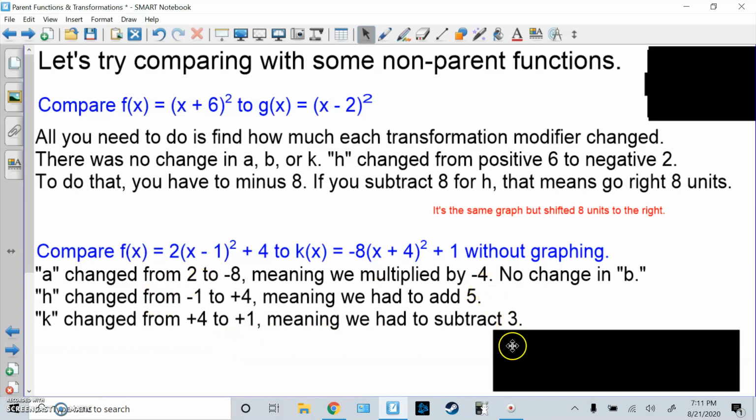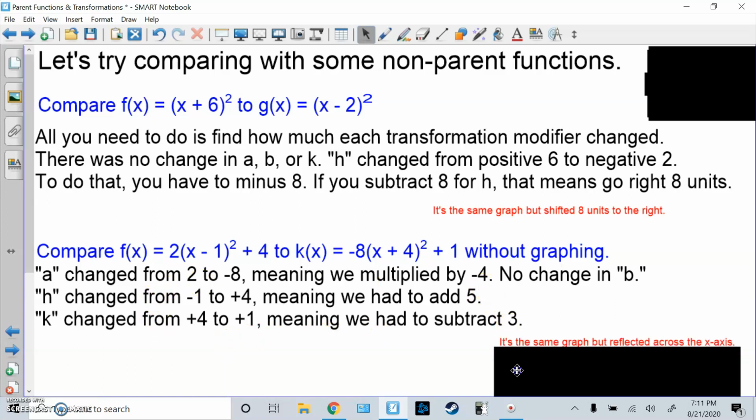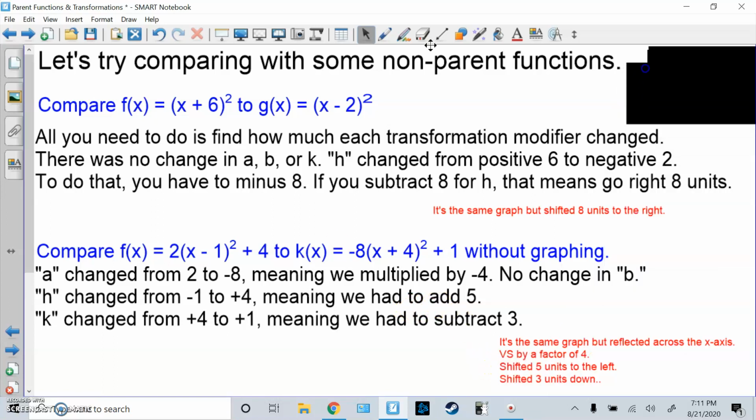So negative 4 for A means reflection across x, that's the negative. A is 4, so that's vertical stretch, greater than 1. H, add 5 means opposite, left 5. And then K, subtract 3, that's normal, that means down 3.